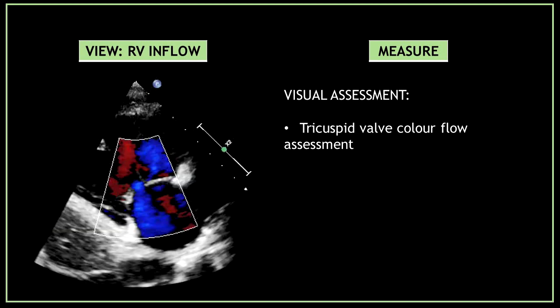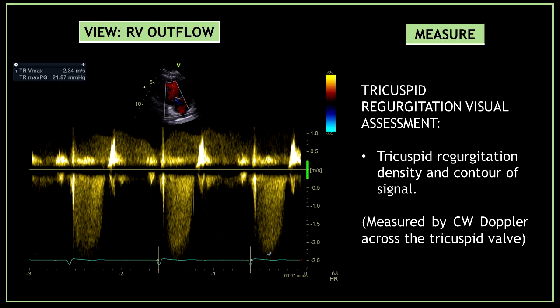Now in the same view, the right ventricular inflow view, using color Doppler, perform a tricuspid valve color flow assessment. First, do a visual assessment, checking the tricuspid regurgitation density and contour of signal, measured by the continuous wave Doppler across the tricuspid valve.